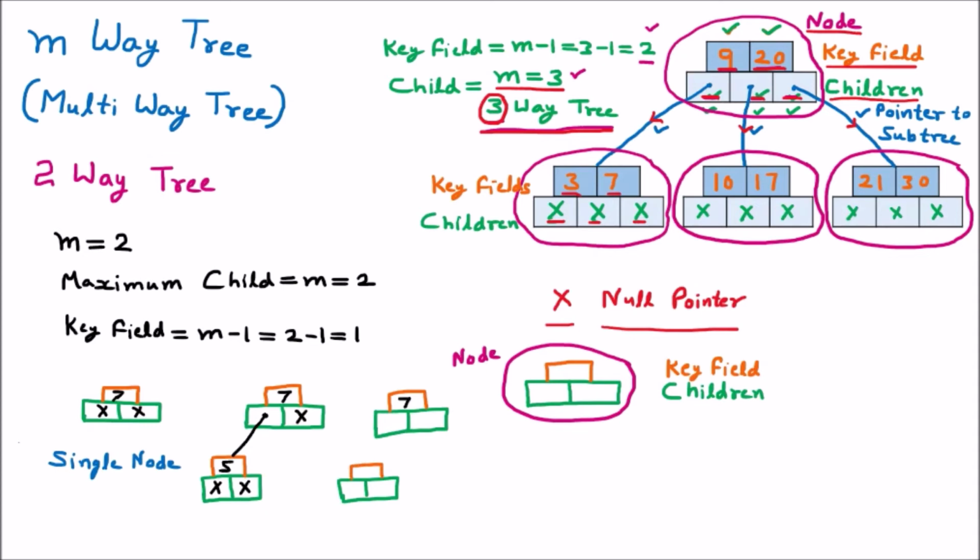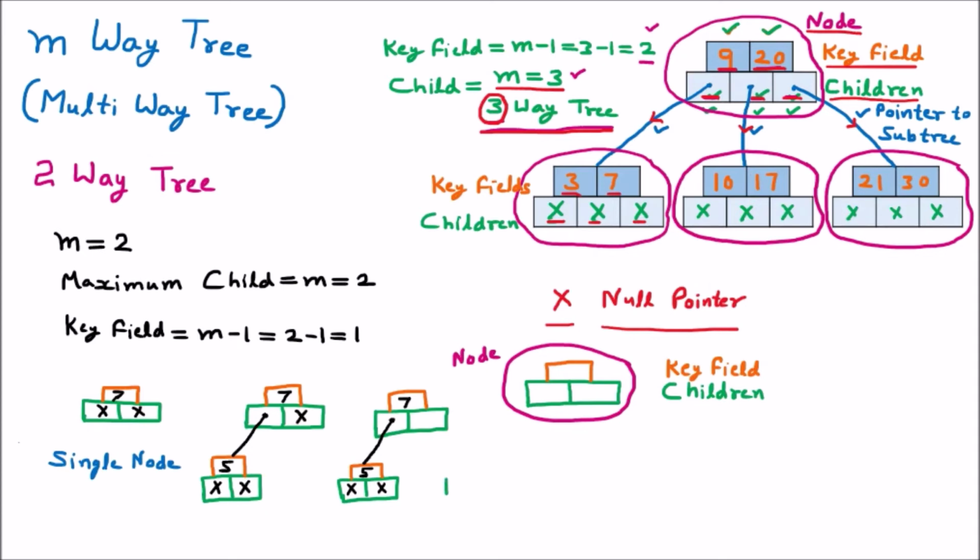So it is one key field. Let us suppose that here we are having the 5. So here on the 7 we are having one left child, which is 5. Now after the 5 there are 2 crosses, that means after 5 there are no further children available. Now we are going to construct the right child of 7.